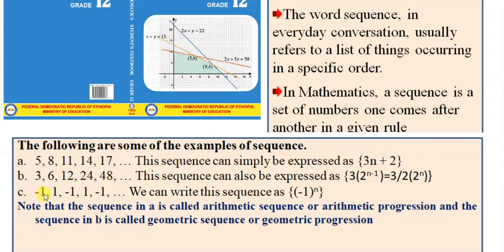Again in C, as you can see, -1, 1, -1, 1, -1, and 1. These terms also represent a sequence, and we can write the general term as (-1)^n. Sometimes we call such a kind of sequence a vibrating sequence.